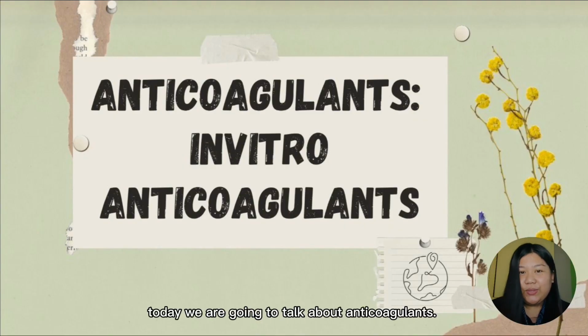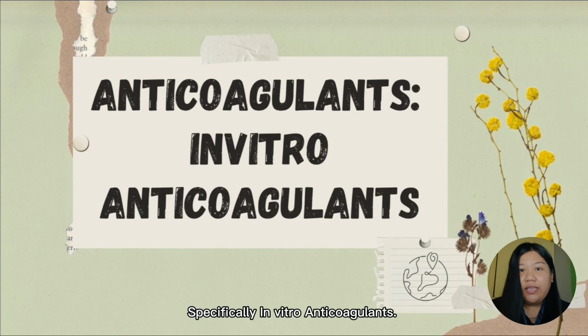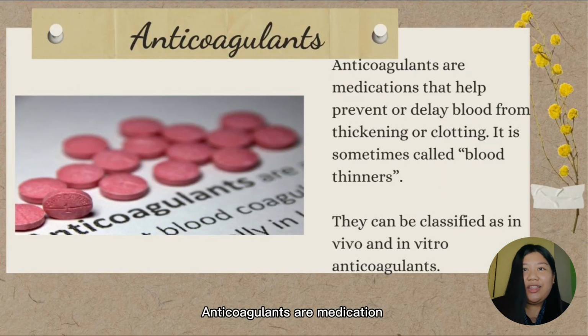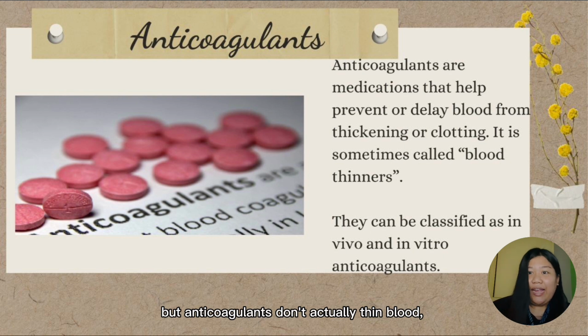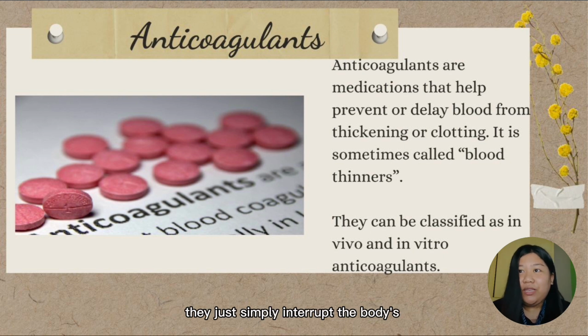Hello guys, so today we are going to talk about anticoagulants, specifically in vitro anticoagulants. Anticoagulants are medications that help prevent or delay blood from thickening or clotting. It is sometimes called blood thinners. But anticoagulants don't actually thin blood, they simply interrupt the body's natural clotting process.